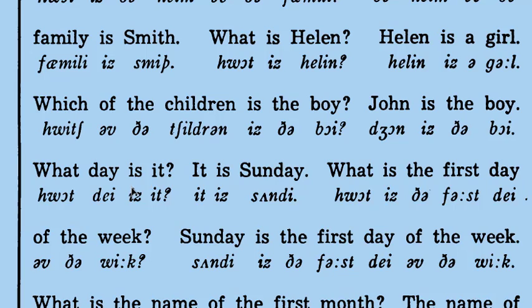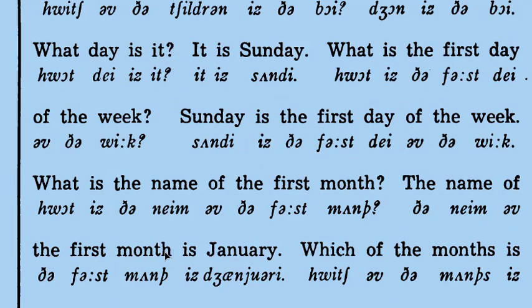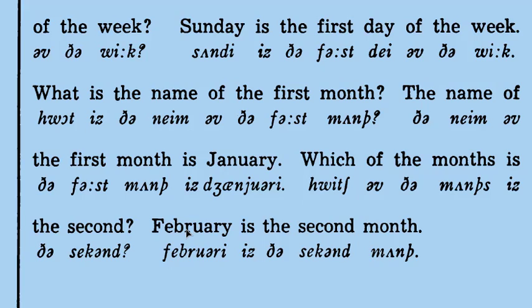What day is it? It is Sunday. What is the first day of the week? Sunday is the first day of the week. What is the name of the first month? The name of the first month is January. Which of the months is the second? February is the second month.